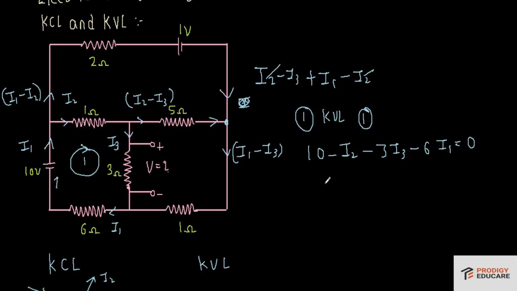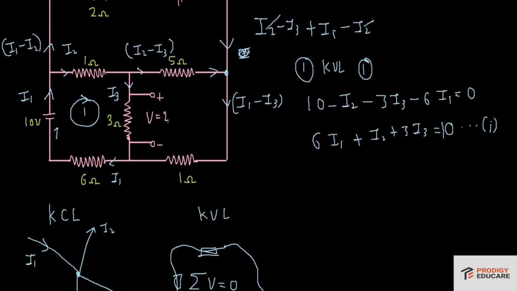So rearranging this, what I'm getting is 6 times I1 plus I2 plus 3 times I3 must be equal to, like all these I terms I've taken on the RHS. Oh, sure, it is actually equal to 10. This 10 is here. Okay. So this will be our equation 1.